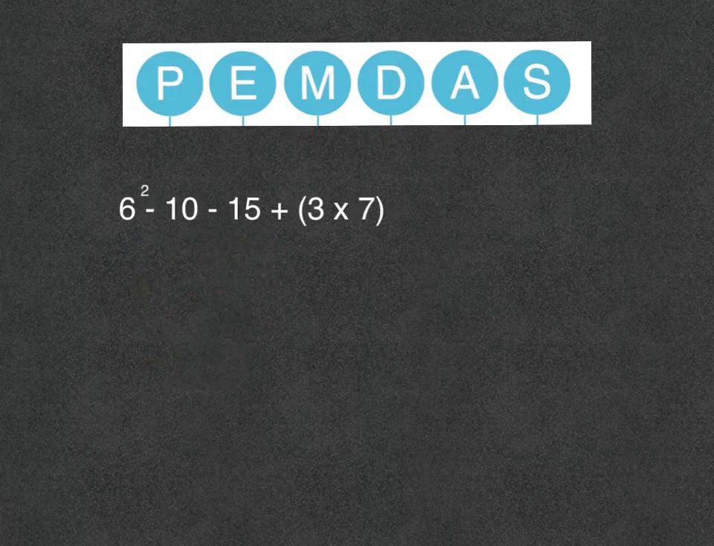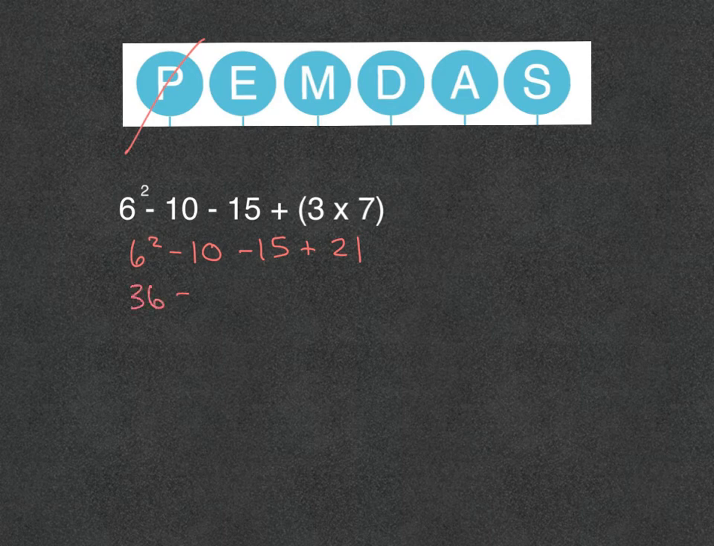One more. All right, let's do parentheses first. So we're going to write all the other simplification, or the things we're not simplifying first. All right, 3 times 7 is 21. Done with parentheses. On to exponents. 36 minus 10 minus 15 plus 21. So we're done with exponents. I don't see any more multiplication or division. Now we're on to add, subtract.